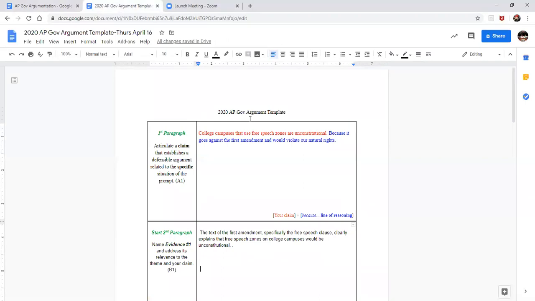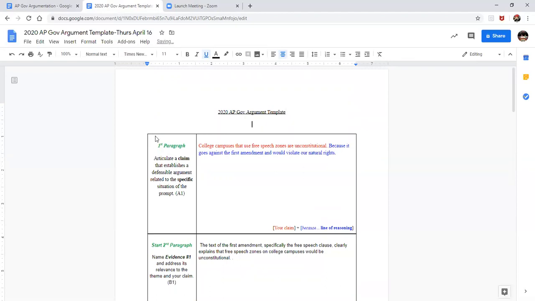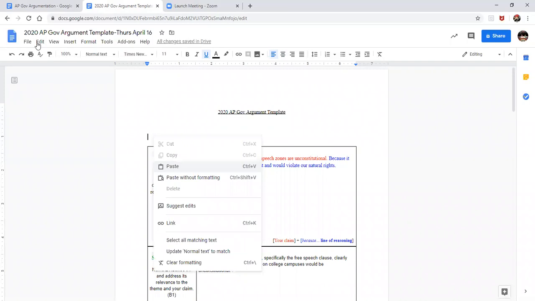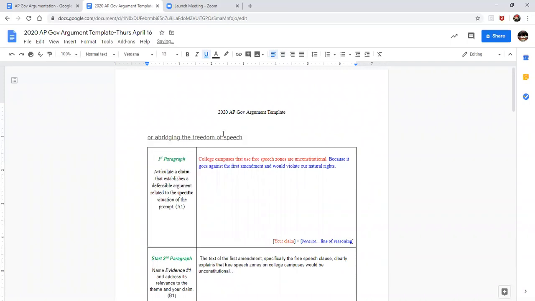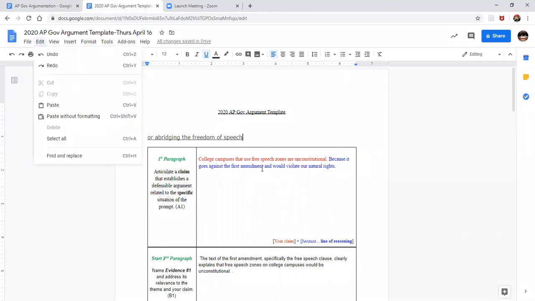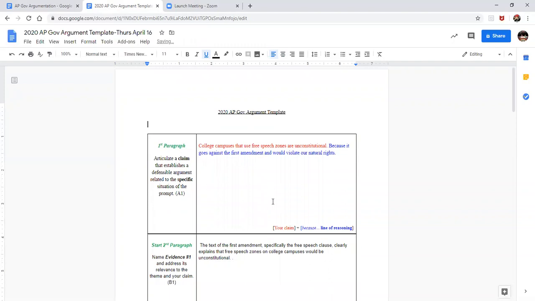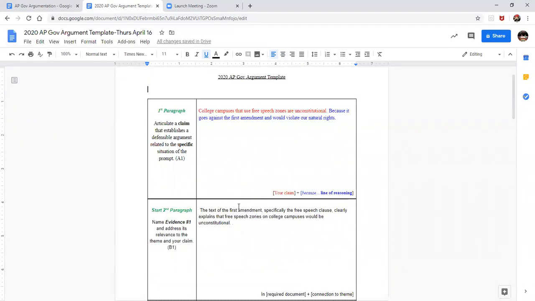So I found this online, and I think this is a really good template for helping you write your thesis, or not only your thesis, but your essay in general. So we're going to use this when we practice our essays. And really, even if you wanted to, you could use this in your AP test. You just have to copy this over to another document and then turn it in.